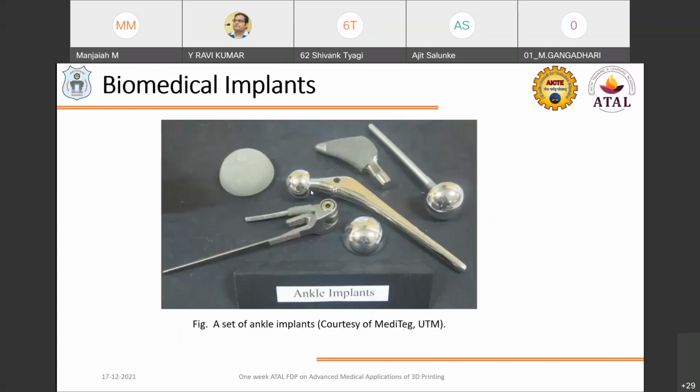So these are other kinds of implants, like ankle implants made with a titanium matrix by the SLM process or EBM process. This is another kind of biomedical part made by the 3D printing process.